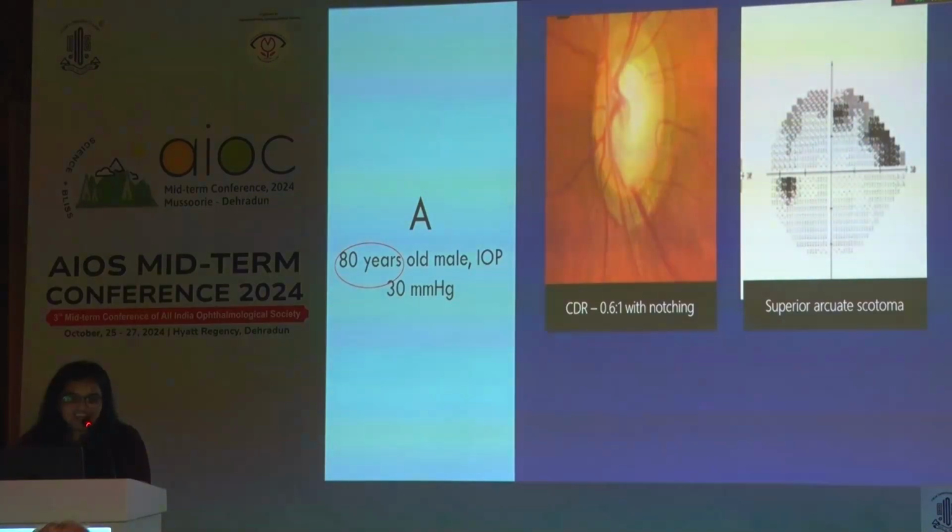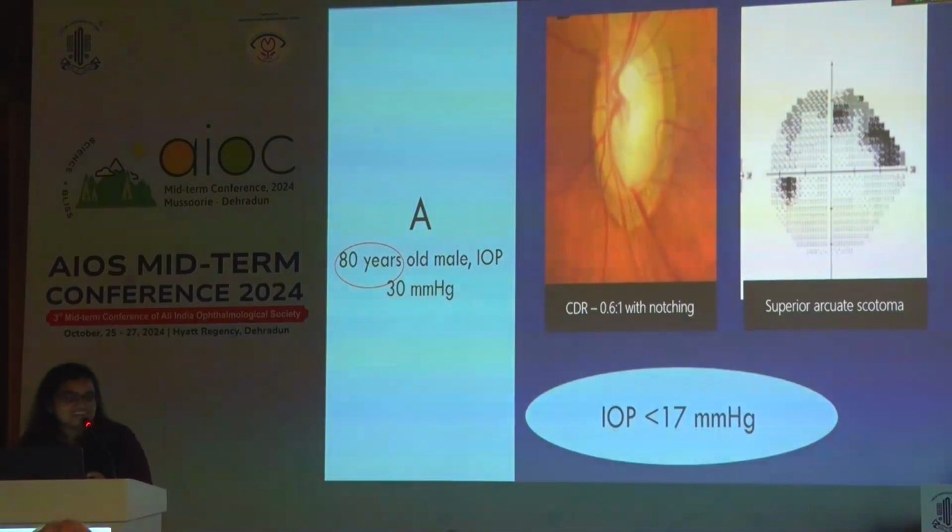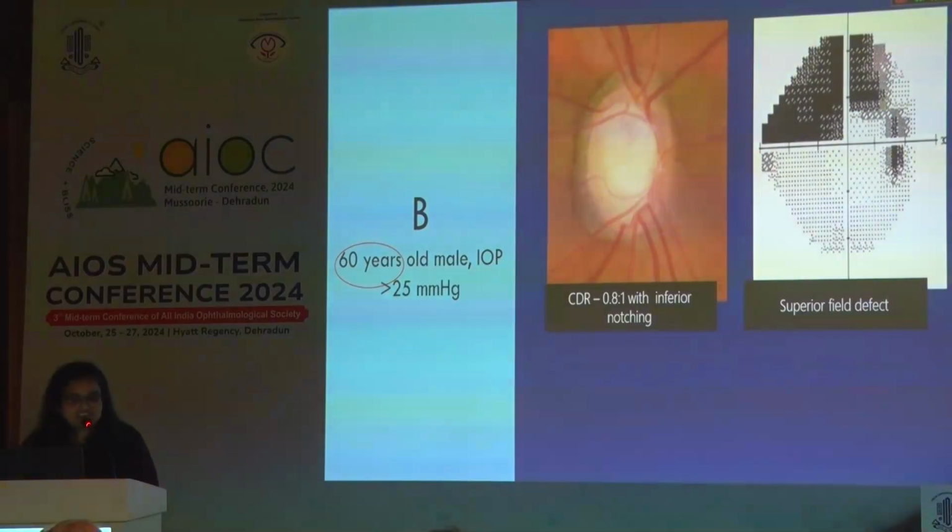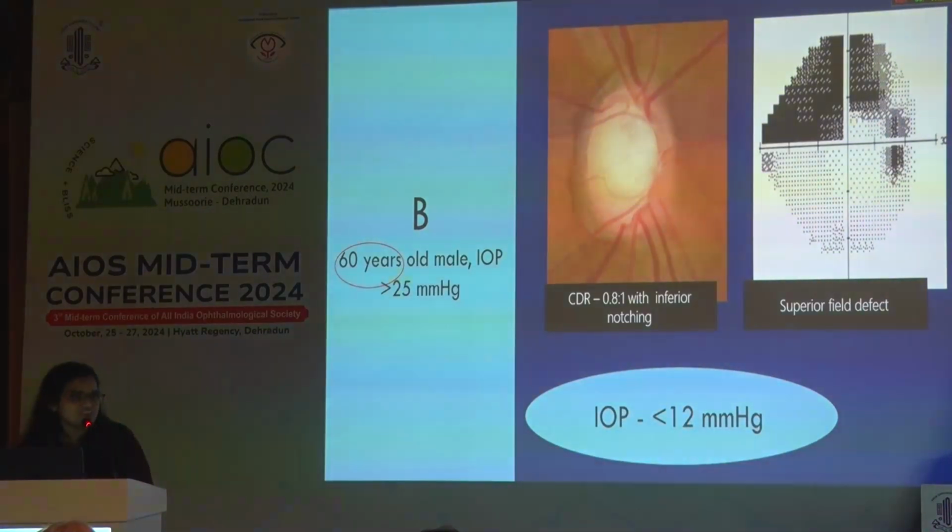Yes, madam. In group A, our first case is an 80-year-old male with mild glaucoma. What is the target IOP for this case? Yes, it is less than 17 mmHg, you are right. The second case is a 60-year-old male with an IOP greater than 25 and findings showing severe glaucoma. What will be the target IOP for this case? Yes, it is less than 12 mmHg.